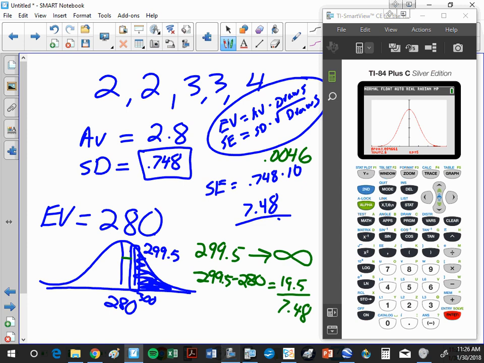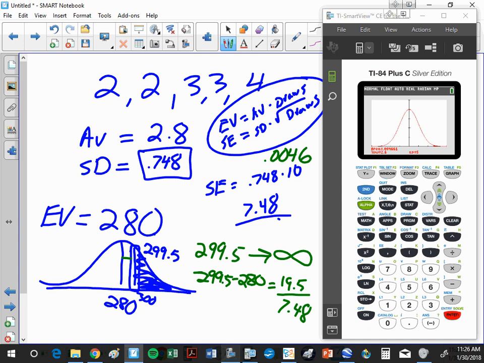So if I go to 2.6 on the table, right here, 99.1% means the middle area. So if there's 99.1% in the middle, then there's 0.9% on the edges. Divide that by 2, 0.45% on the right edge.